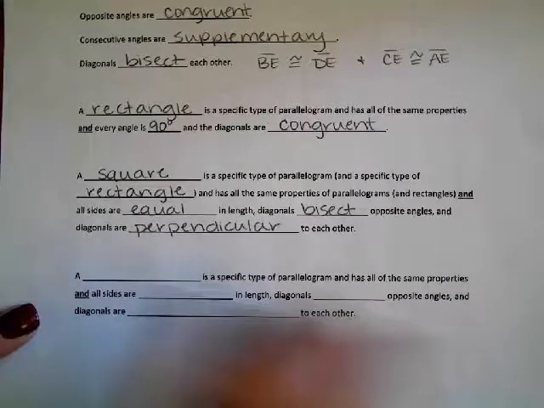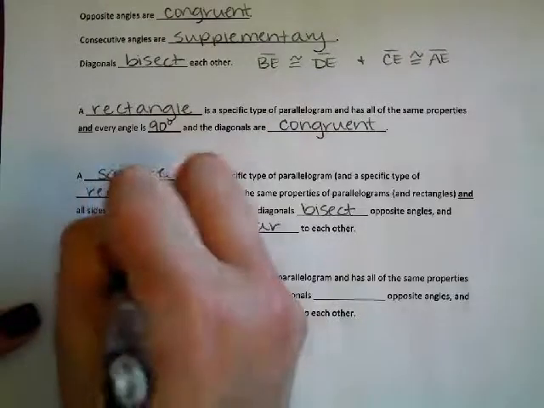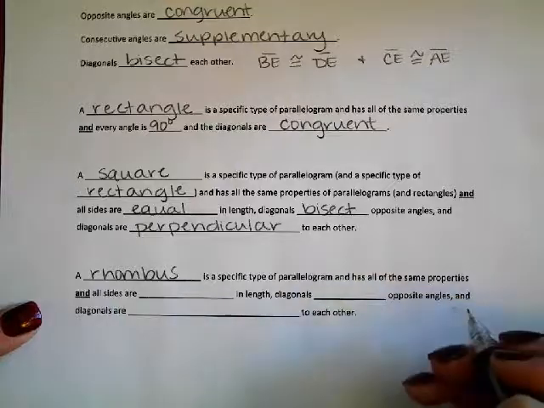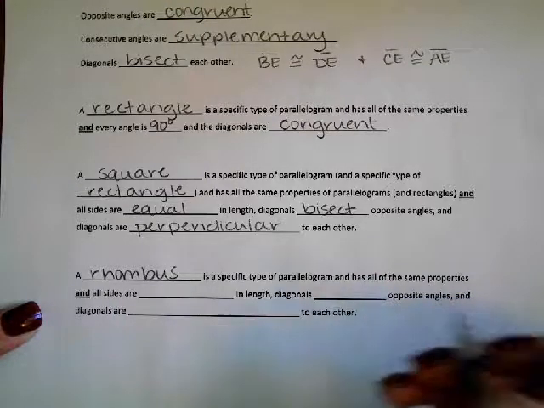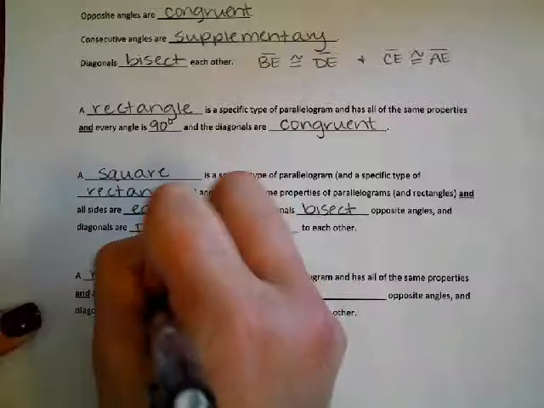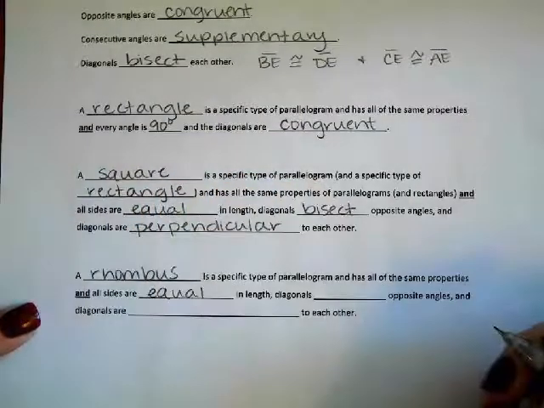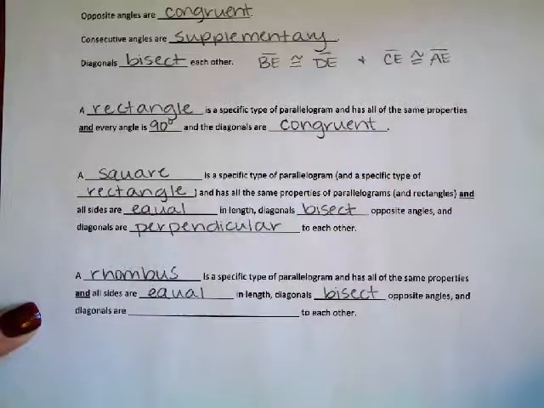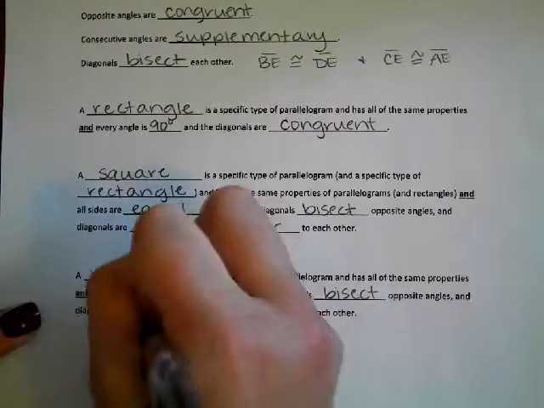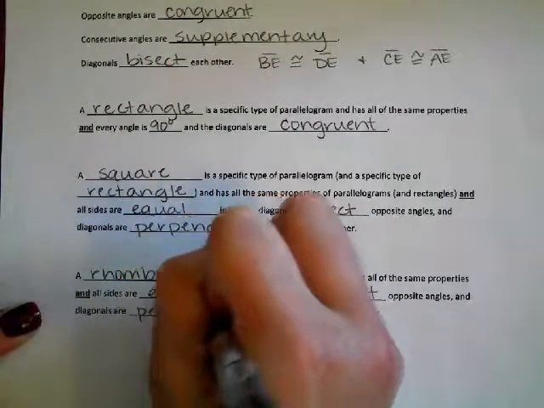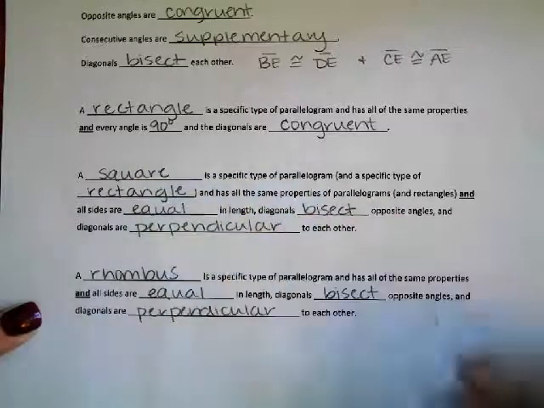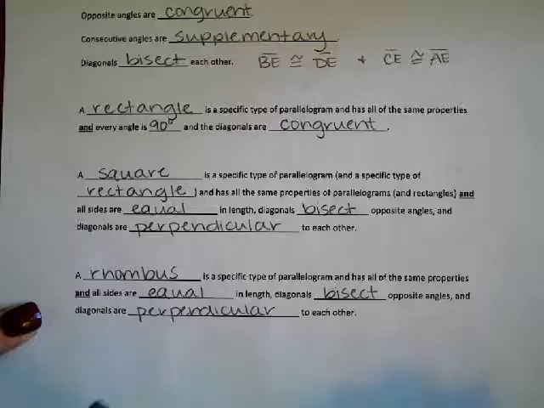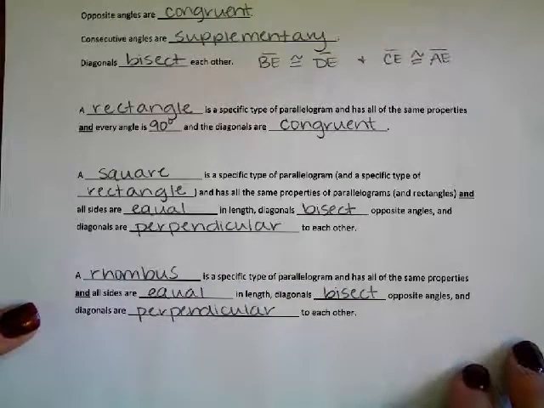All right, a rhombus is a specific type of parallelogram and has all the same properties as a parallelogram, and all the sides are equal in length. The diagonals bisect the opposite angles, and the diagonals are perpendicular to each other. I've always thought of a rhombus as a square that's been stepped on, so it's been slanted a little bit, but it's very similar to the idea of a square. Not quite a square, but kind of similar.